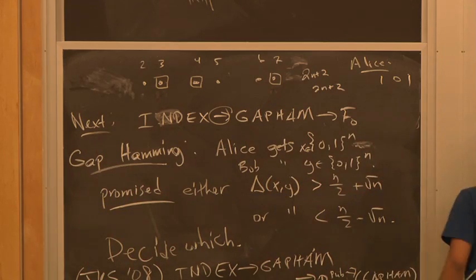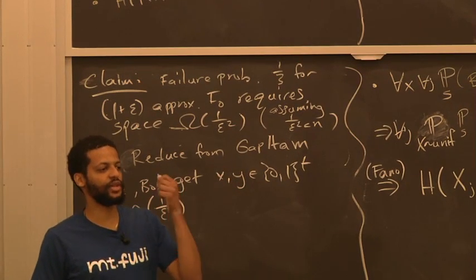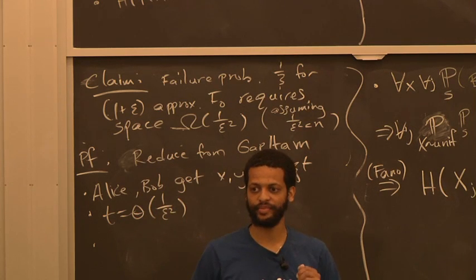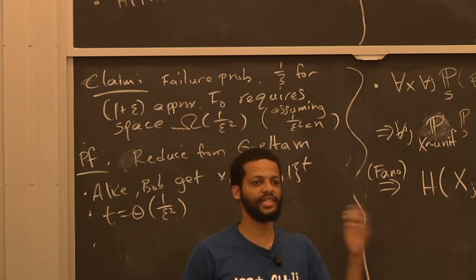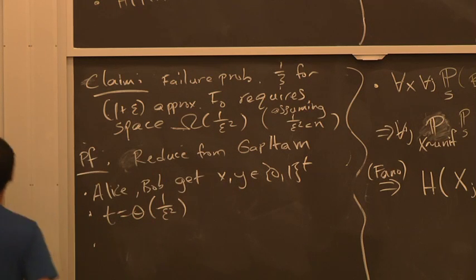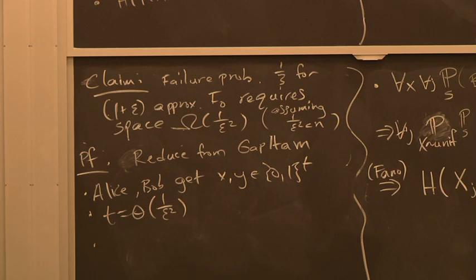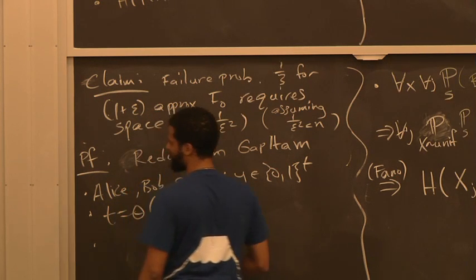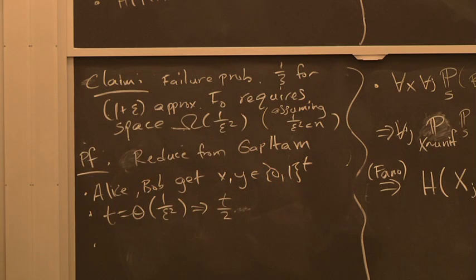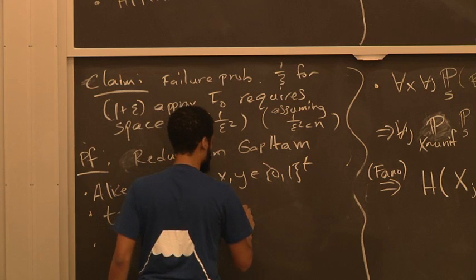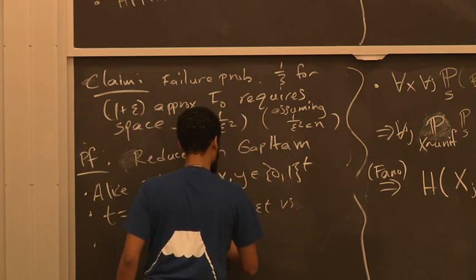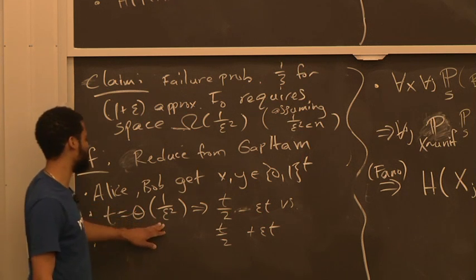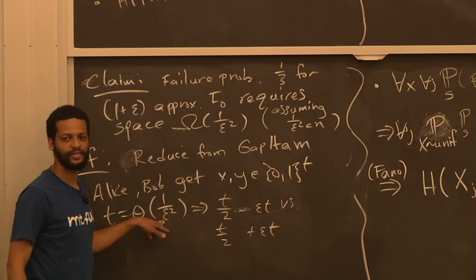And now we're going to do the usual thing. If there's a 1 in Alice's input, she's going to include i in the stream. And if it's a 0, she's not going to include i in the stream. She's going to send that to Bob. Bob is then going to continue running the algorithm. And then he's going to, based on that, determine whether we're in this case or this case, whether it's at least t over 2 plus root t or t over 2 minus root t. Notice, actually, let's say there's some small constant here. So it's t over 2 minus epsilon t versus t over 2 plus epsilon t. Because by our choice of t being 1 over epsilon squared, root t is basically the same thing as epsilon t.